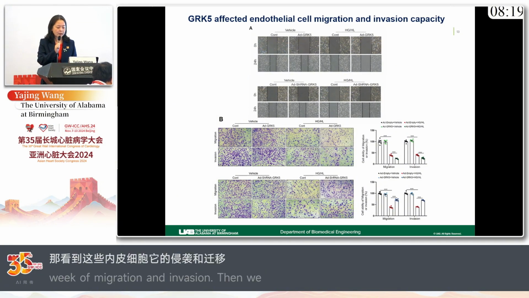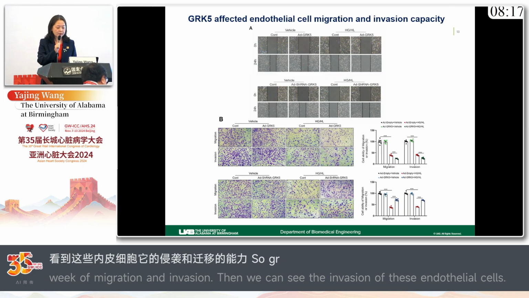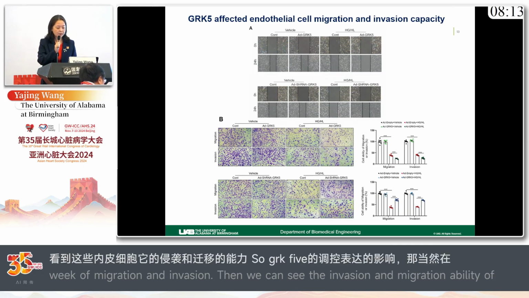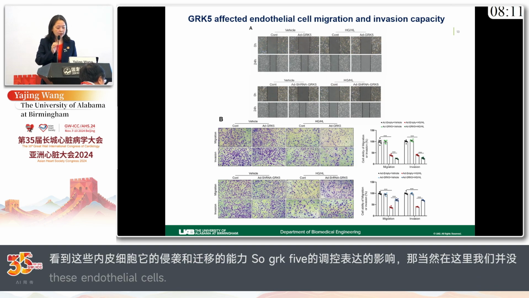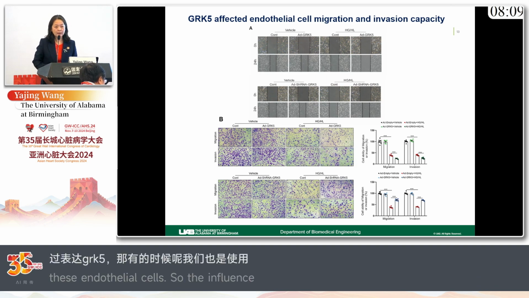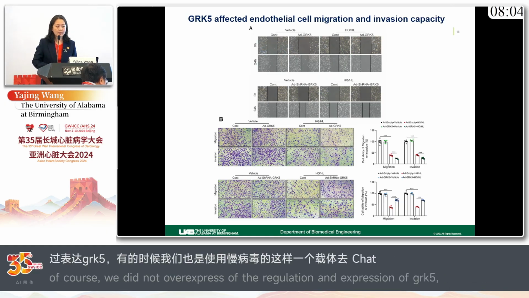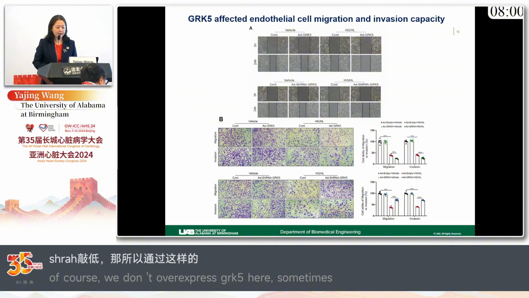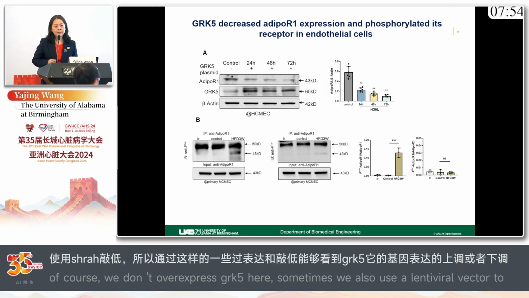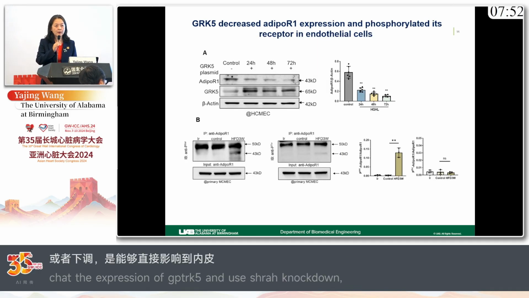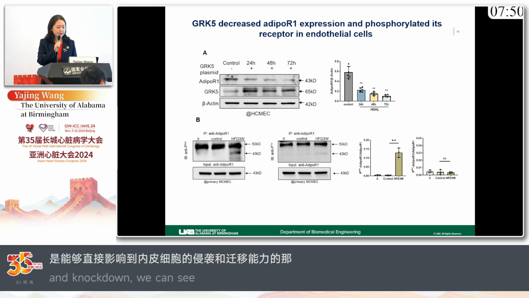abilities. We're using adenovirus to overexpress GRK5, and at the same time we use adenovirus bringing siRNA to knock down GRK5, using overexpression and knockdown approaches. And we double confirm that GRK5 can affect the endothelial cells' migration and invasion ability. So GRK5 can affect the biologic function of the endothelial cells.